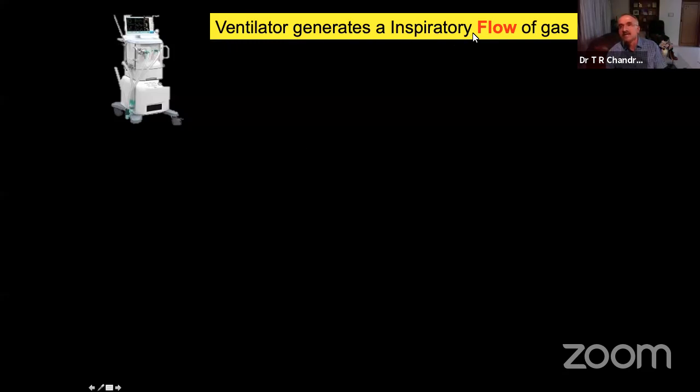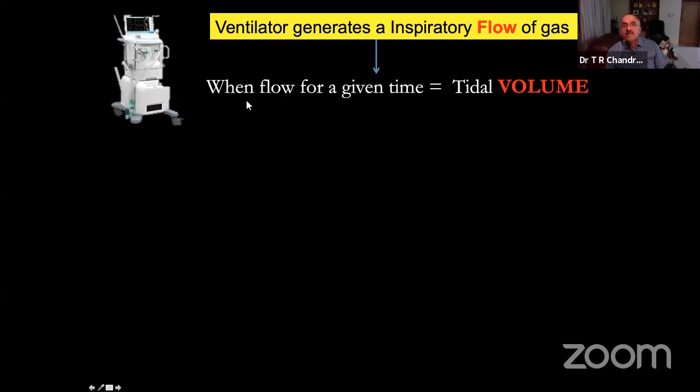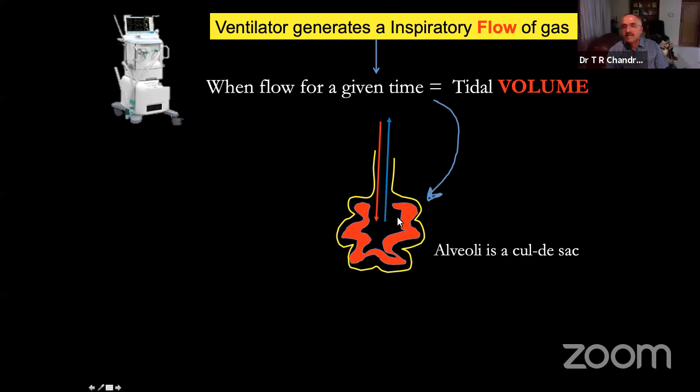The ventilator just generates an inspiratory flow of gas, and when a flow is given for a time, it becomes volume. The whole purpose of mechanical ventilation is to push a volume into the lung, isn't it? Flow and volume are the same. When flow is looked at in the context of time, it becomes volume. So a flow starts from the ventilator because we fix the I time, or the patient fixes the I time on his own. Then the flow is spoken of as a tidal volume. When the flow is spoken of in the context of time, it becomes a tidal volume. And we have seen this yesterday also.